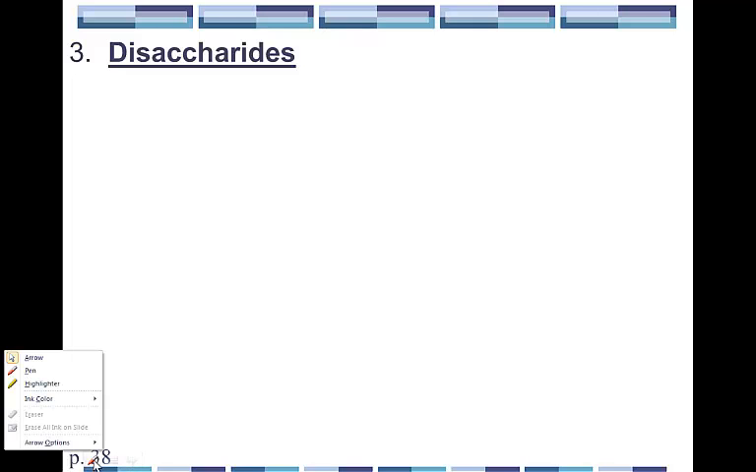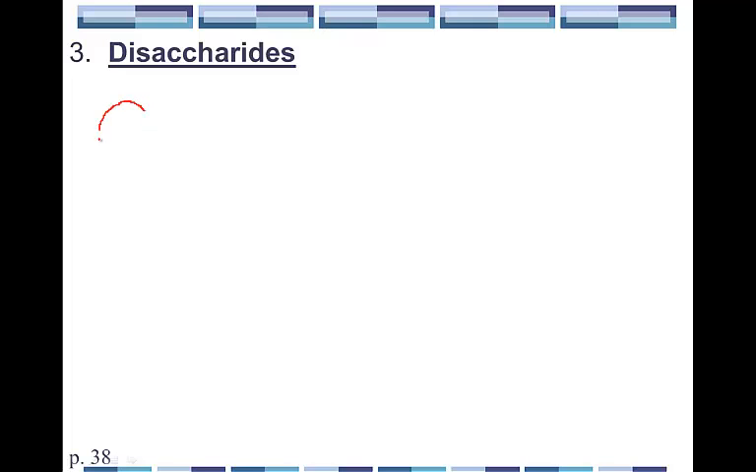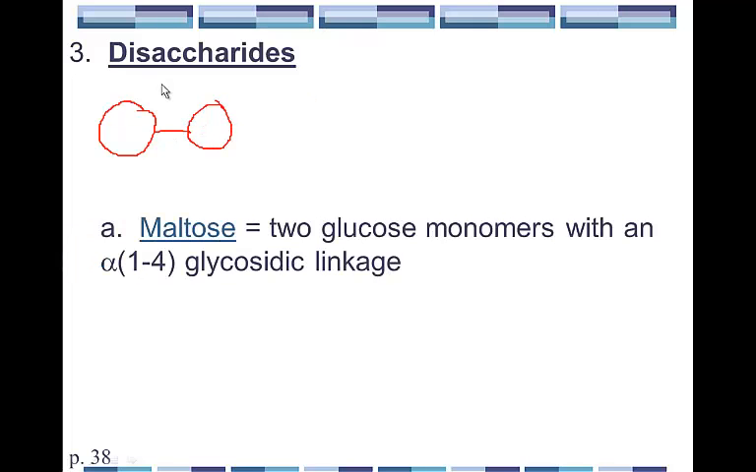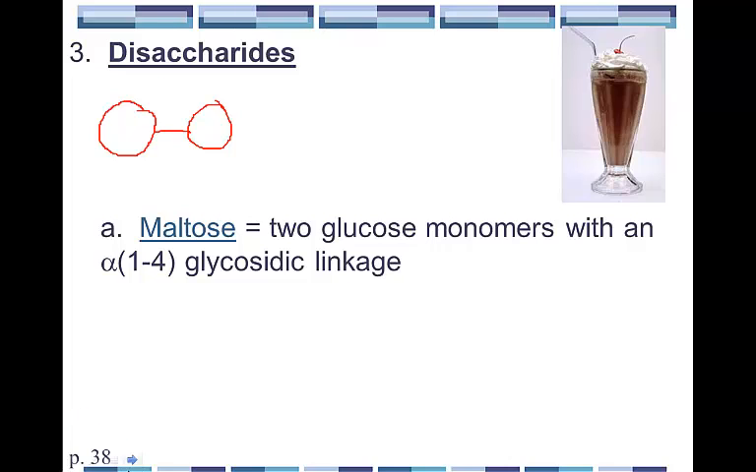So mono, we said, was a single ring of sugar. Di means two, similarly to bi, and the only difference now is that with disaccharides, two sugars, we're going to have one ring of sugar connecting with some sort of a bond to a second ring of sugar. The first one that we're going to take a look at is called maltose.